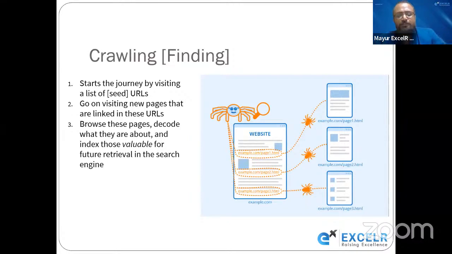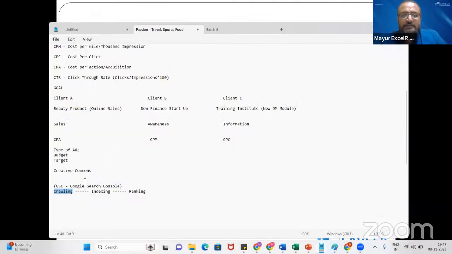And then the next process starts, that is indexing. What happens when you read something? After you read a novel or any book, once you finish reading, you process it. You store all that information within your own server, that is your brain. Just like that, once Google crawls through the website, it will index all the information that it has gathered from that.